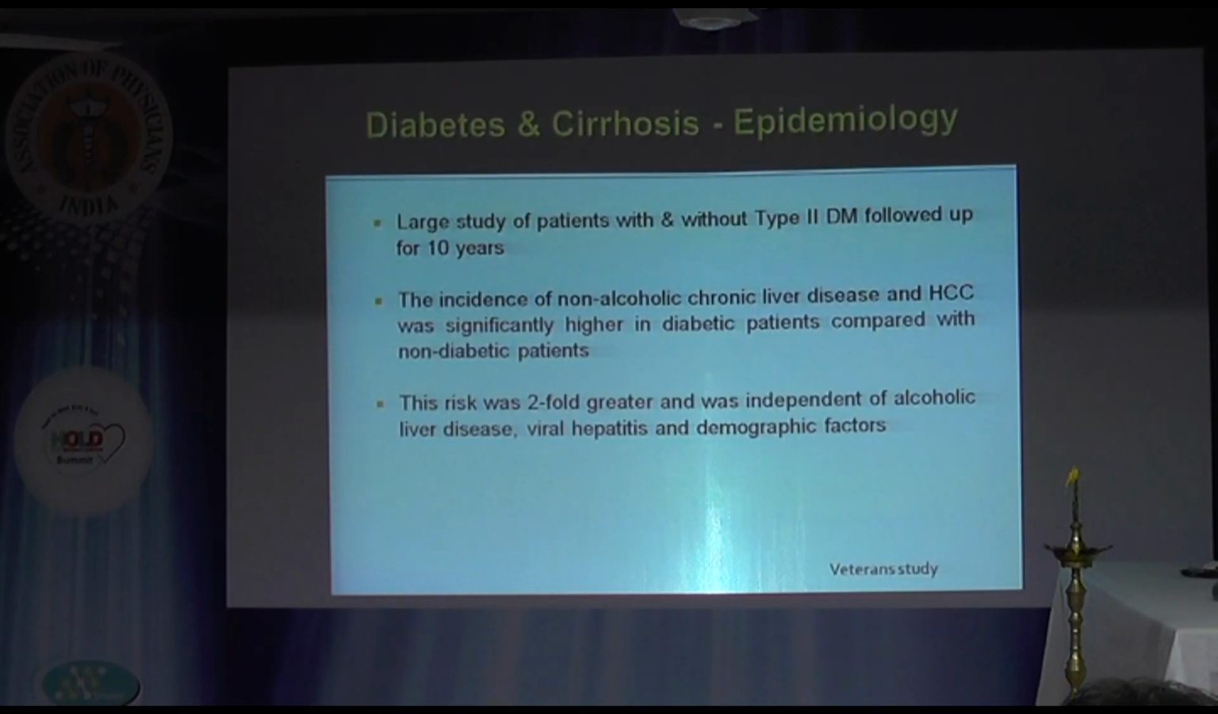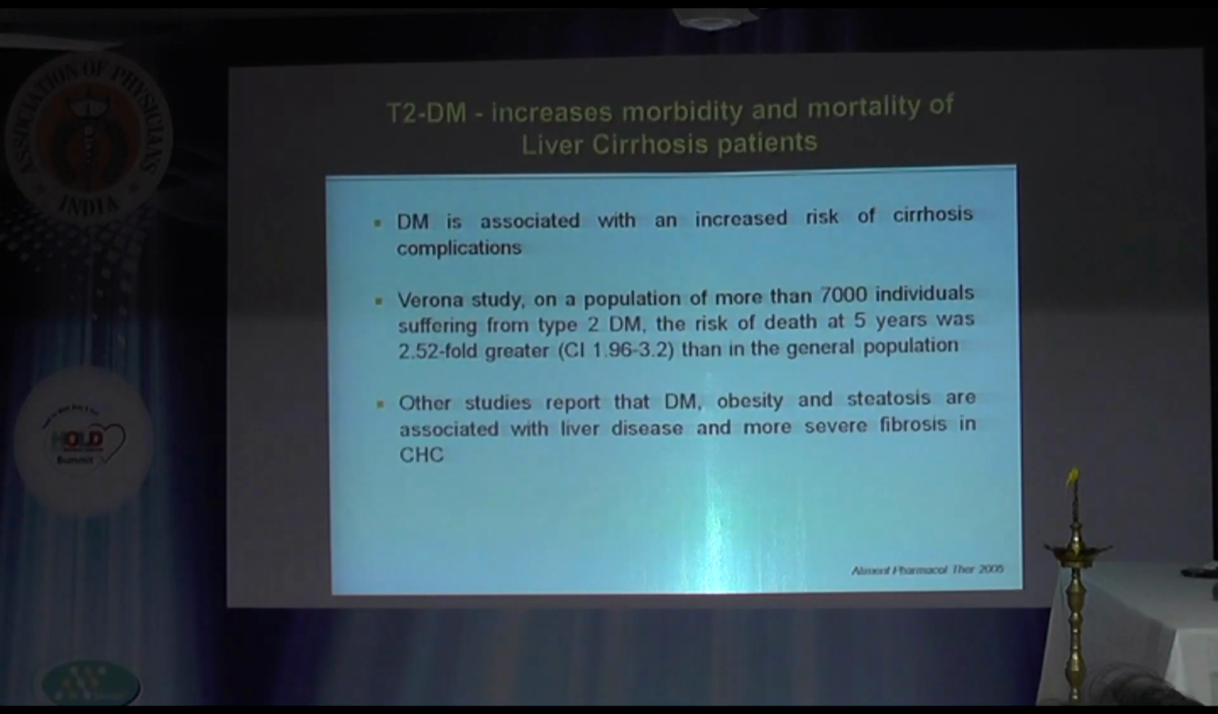And this is a large veteran study which was actually a retrospective study, but very well accepted because it has a large number of patients, something to the tune of about 2 lakh diabetics and about 6 lakh non-diabetic patients who were followed up for 10 years or so. And the incidence of non-alcoholic chronic liver disease and hepatocellular carcinoma was significantly increased in patients with diabetes. So certainly diabetes is a risk factor for development, and the risk was at least 2-fold higher and was independent of the other causes of liver disease.